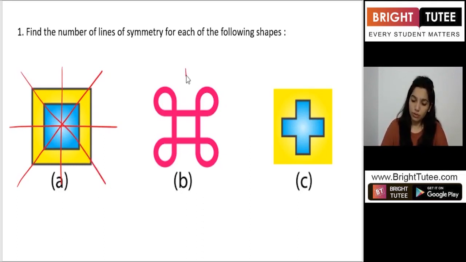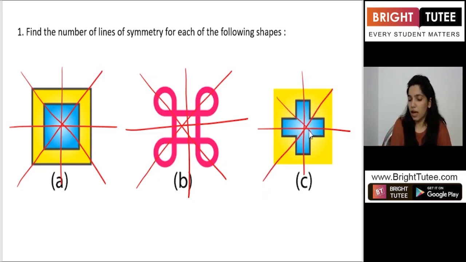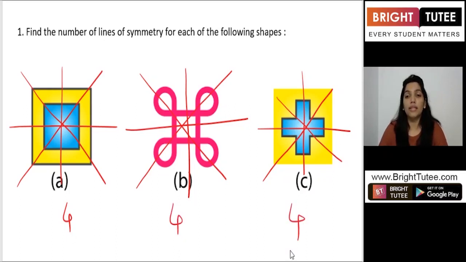Now let's draw for this one. 1, 2, 3. Again, 4 lines of symmetry are possible for this figure. Now let's draw for C. 1, 2. Yes, I can draw it like this. 3 and 4. Again, clearly what we see is that for all of these images, 4 lines of symmetry are possible in each of the cases.